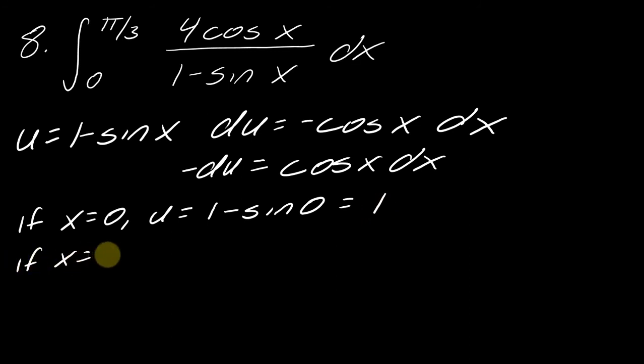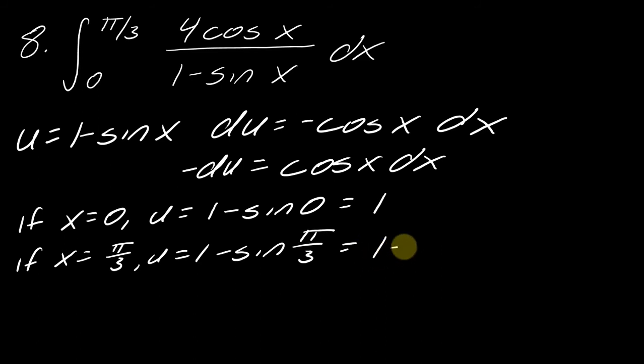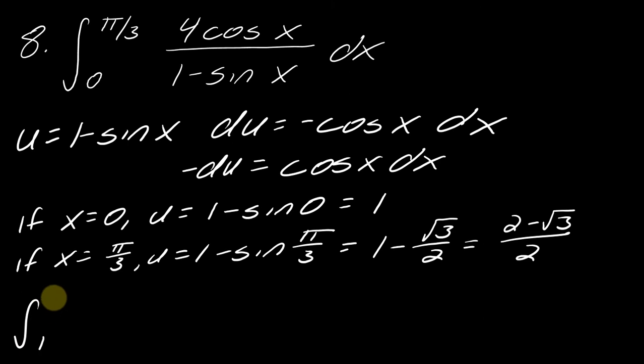And if x equals pi over 3, then we have 1 minus sine of pi over 3. This will be 1 minus the square root of 3 over 2. So really the best that I can do with simplifying this would be to write this as one singular fraction, which would be 2 minus the square root of 3 over 2. And now I can go ahead and make my substitutions like this. So this will become 4 over u negative du. So I want to simplify all of this. So let me clear some space.